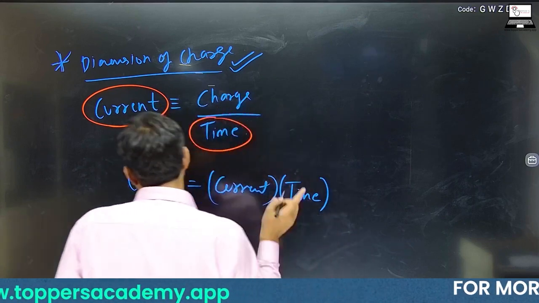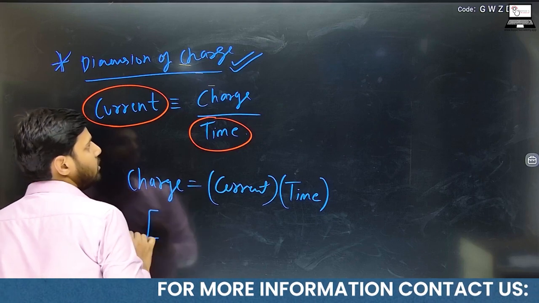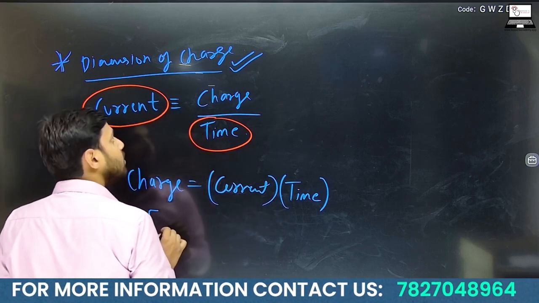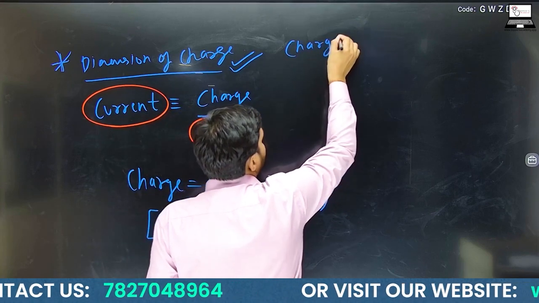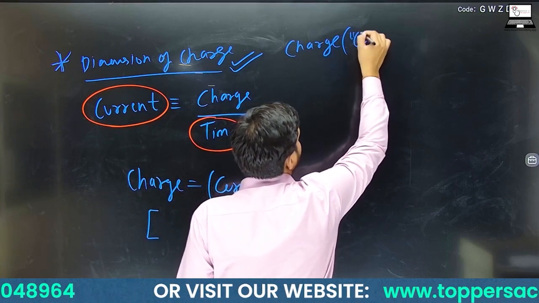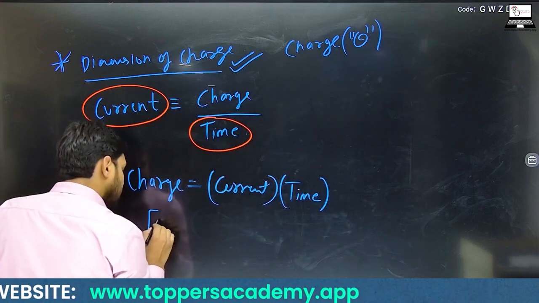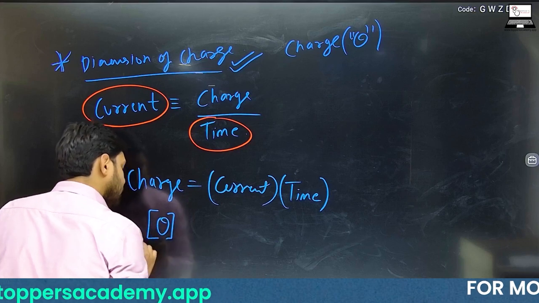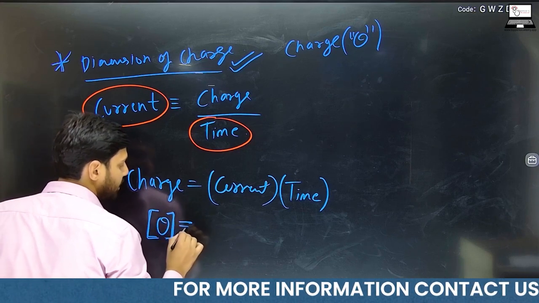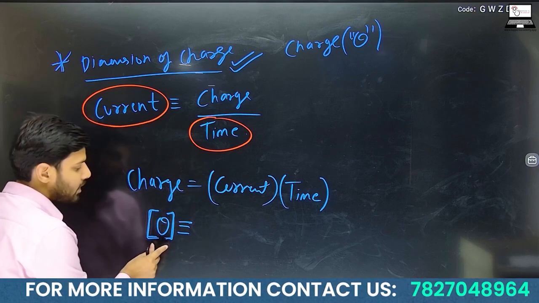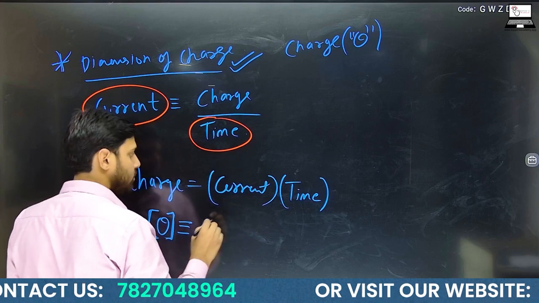So let's talk about dimension. Dimension of charge. Charge is represented by Q. So we will say that the dimension, these are the dimensional brackets. This is the dimension of charge. What is the dimension of charge?